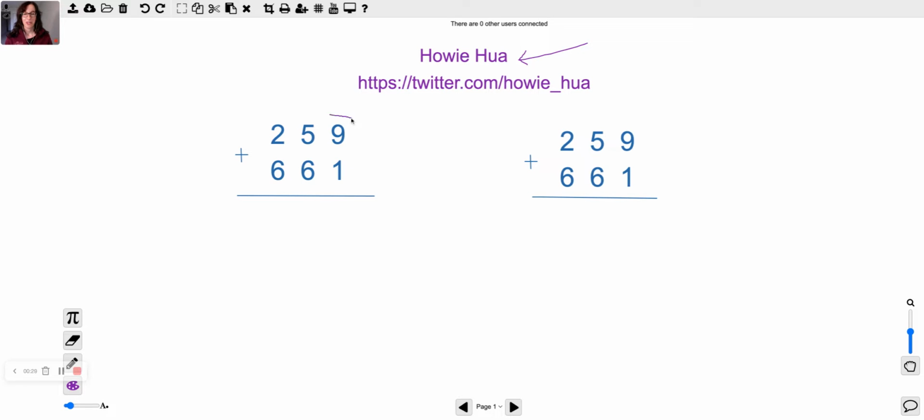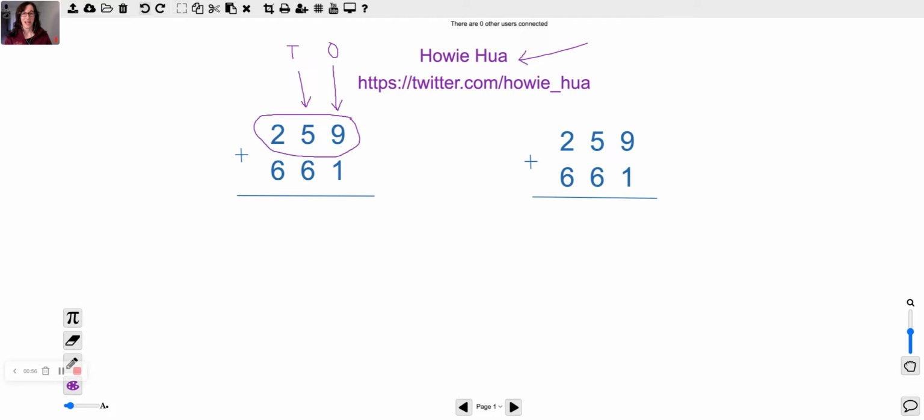First, let's review what's going on with these numbers. So let's look at 259, for example. The 9 is in the ones place. It's saying there are 9 ones. The 5 is in the tens place, T for tens. And the 2 is in the hundreds place. So there are 2 hundreds, 5 tens, which is 50, and 9 ones. That's really the expanded form of that number, 259. 200 plus 50 plus 9.